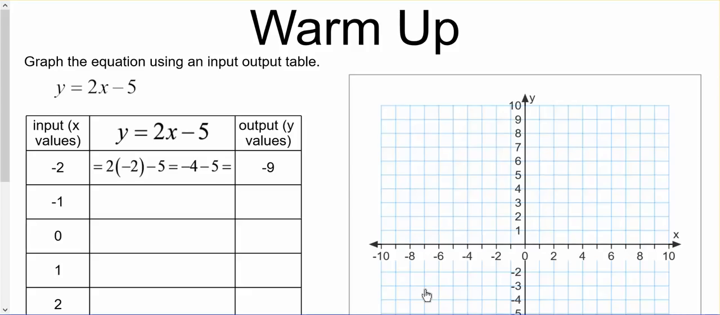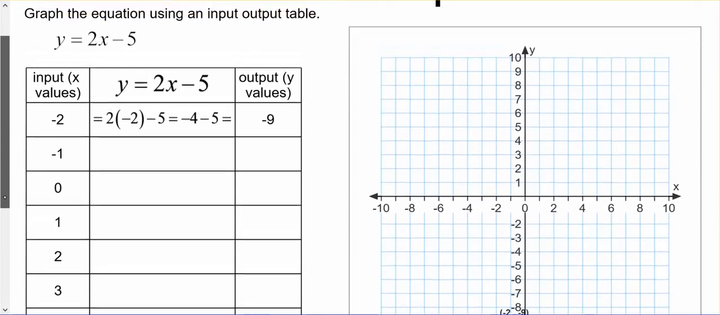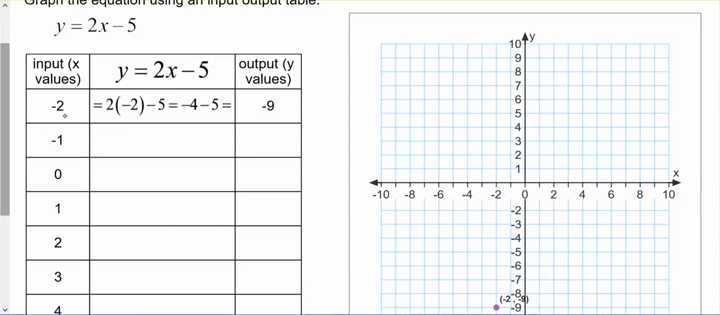This is lesson 24, graphing using the X and Y intercepts. Our warm-up, we just want to substitute our input values into our equation, and I've done the first one for you. We can see that when we input a -2 in for x, we say -2 times -2 makes -4, minus 5 makes -9.